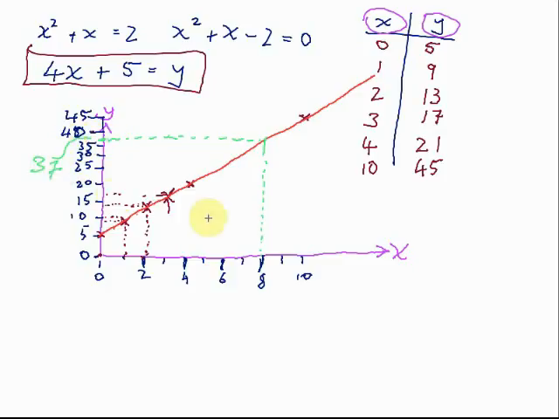And let's just check that. When x is 8, is y 37? Well, 2 8s are 16. 4 8s are 2 times 16, which is 32. 32 plus 5 is 37. y is equal to 37. Presto, we got it right.